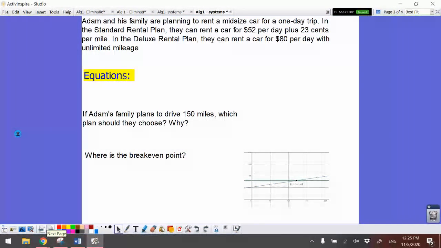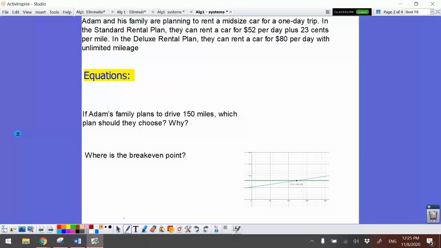Okay, so let's take a look at our first problem here. Adam and his family are planning to rent a mid-sized car for a one-day trip. In the standard rental plan, they can rent a car for $52 per day plus 23 cents per mile. In the deluxe rental plan, they can rent a car for $80 per day with unlimited mileage. So what do you think the equations are? Do you think these are standard form or do you think they're y equals?